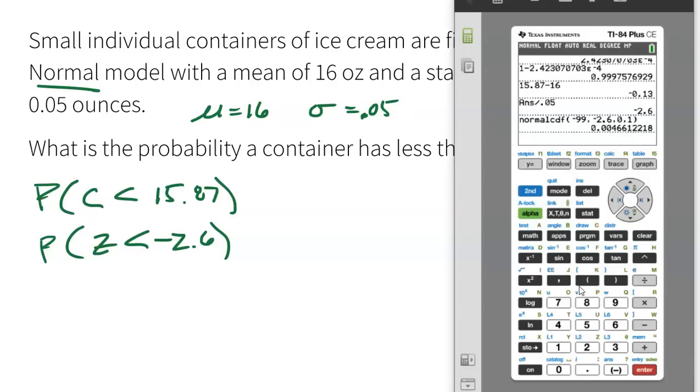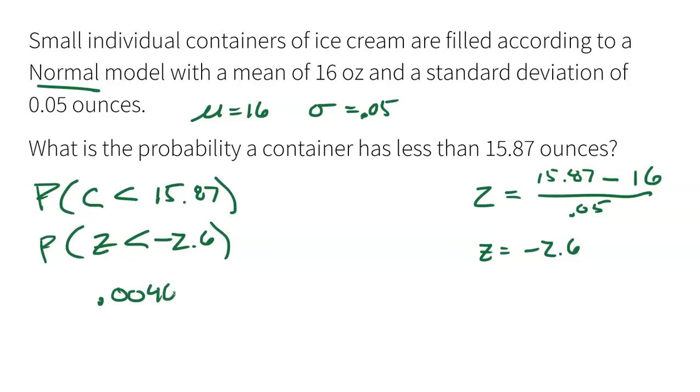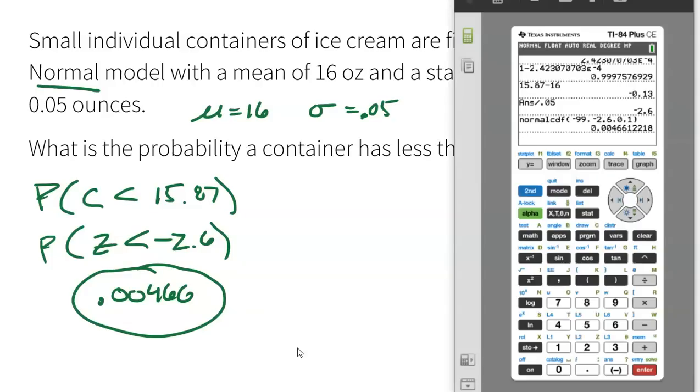And that's how easy it is, 0.00466. So that's very, very low, very, very unlikely. If a container did come back less than that, I would be pretty shocked. I'd be pretty surprised. But again, that's how simple it is to find these probabilities. No difficulty there at all.